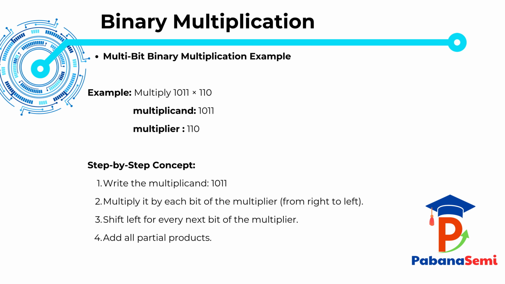Step 4. Once we have all the partial products, we add them together to get the final answer. This addition step combines the shifted results to produce the full binary multiplication output. And that's the process. Write the multiplicand, multiply by each bit, shift for each position, and finally add all the partial products. That's how we perform multi-bit binary multiplication.